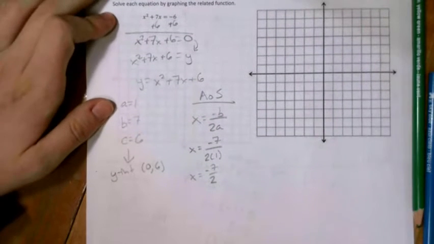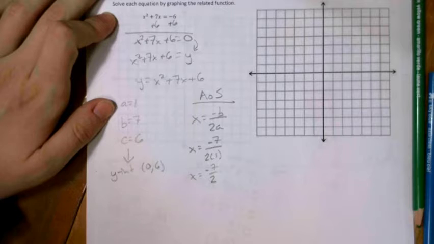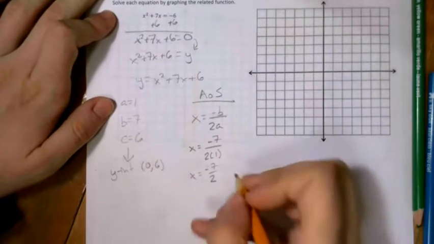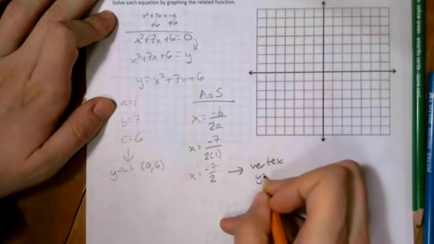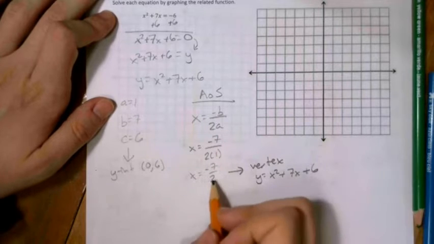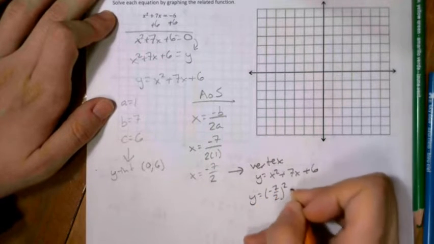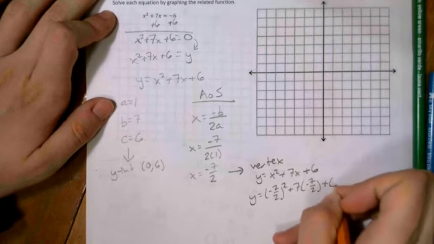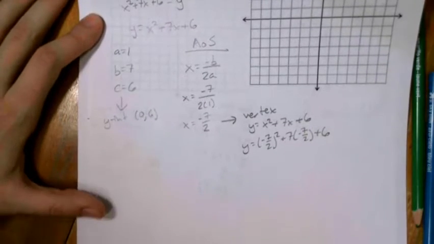I highly encourage you to keep it as a fraction, but I understand some of you really, really hate fractions. So if you really want to use decimal, go for it. I'm keeping it as a fraction. We need to plug this in to find our vertex. So we have y equals x squared plus 7x plus 6. I am plugging in y equals negative 7 halves squared plus 7 times negative 7 halves plus 6. It's going to get a little tricky with those fractions, but this is good fun, good practice.